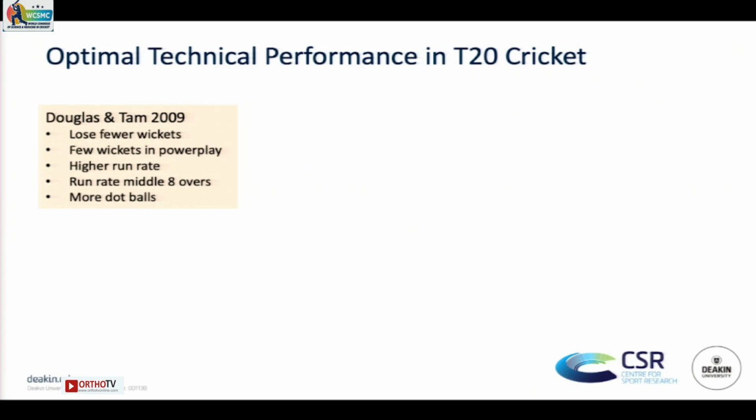So what do we know about optimal team technical performance in T20 cricket? The first paper that was published was back in 2009 by Douglas and Tam, and what they attempted to do was, using a relatively small data set and a relatively narrow range of performance indicators that represent the traditional match statistics that are broadcast and written about in cricket, they attempted to identify which of those variables that represent technical performance explain whether a team wins or loses a T20 match.